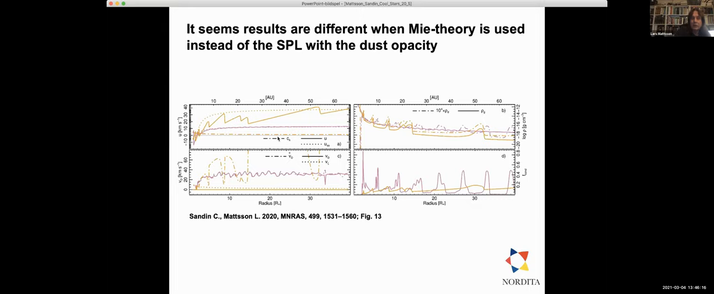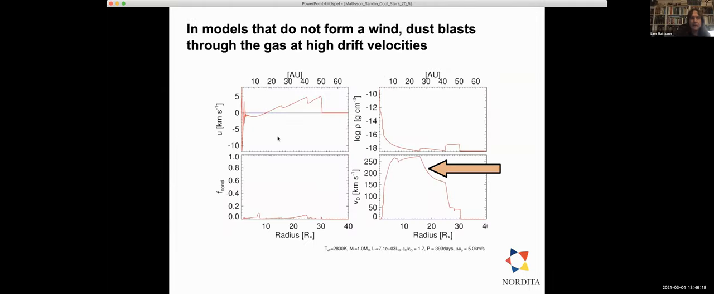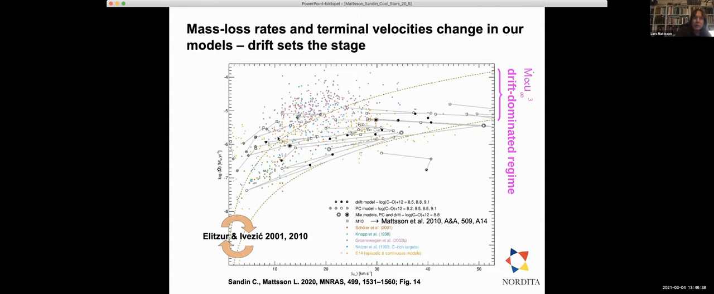I don't think there's so much more to say about that. Here's another interesting thing where we had a model which didn't form any wind, but you had this extreme drift velocity for a while. We basically had a dust blast shooting out from the star, which is a rather interesting phenomenon that we haven't seen before. And when we compare the mass loss rate with observations, we seem to be in the right ballpark.